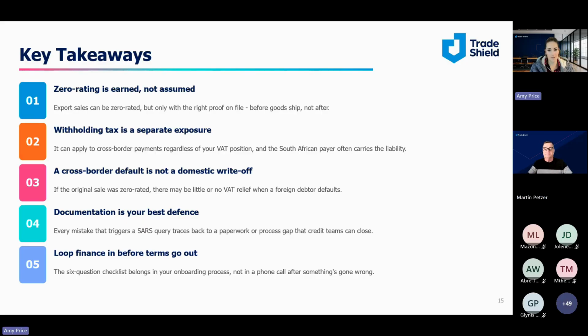Yes, absolutely, Martin, because especially if we are able to zero rate, it just means one less thing for us to worry about when or if someone does default on payment. So ask these questions, add it into your credit onboarding documentation, and make sure it's part of your credit policy. Align with finance on which countries you are exporting to and what the rules are with those countries as well. So I would definitely recommend that.